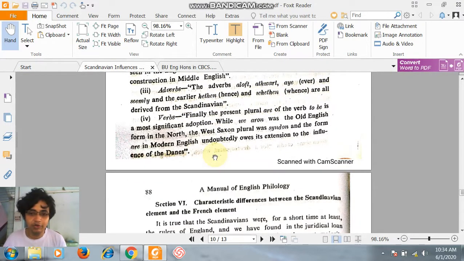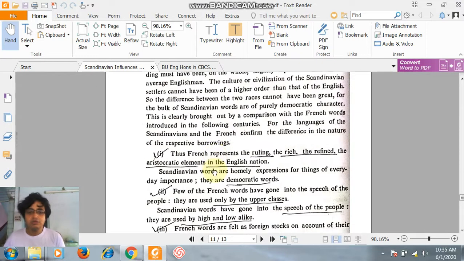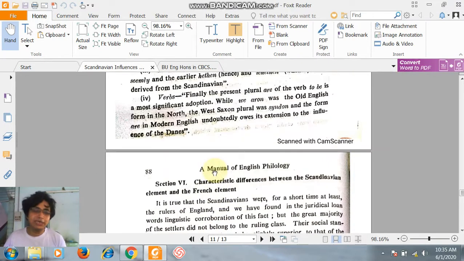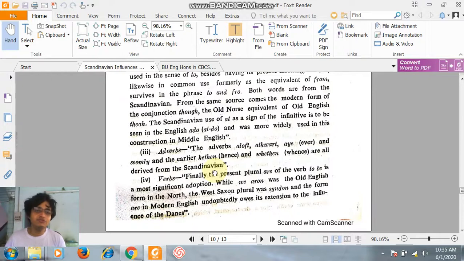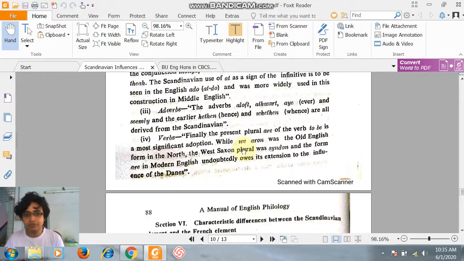from Scandinavian origin. Verbs, the present plural are of the verb to be is a most significant adoption. So the to be verb forms are Scandinavian. While we have was from Old English, in the north the west Saxon plural was seondon, and the form are in modern English undoubtedly owes its extension to the influence of the Danes. So it is evident that in this way Scandinavian influence has influenced the English vocabulary tremendously.